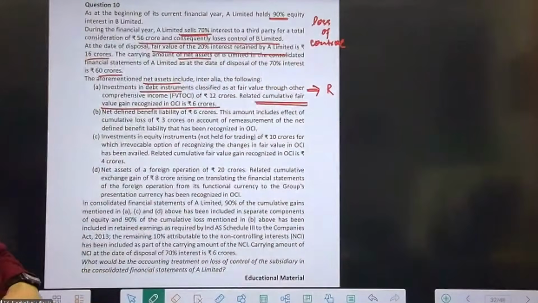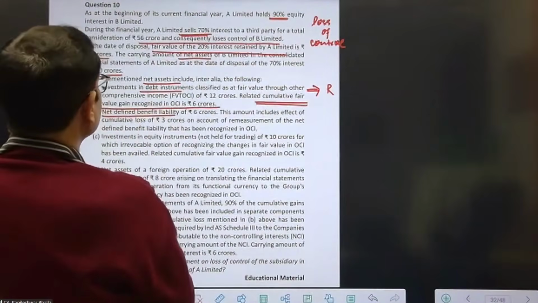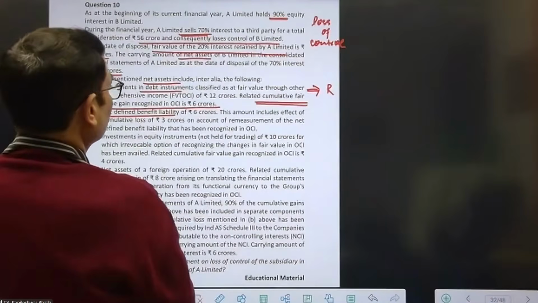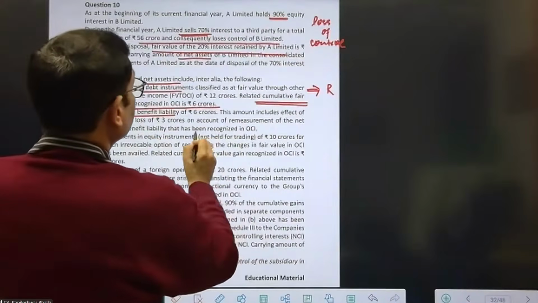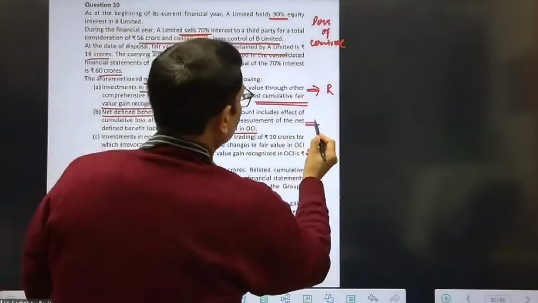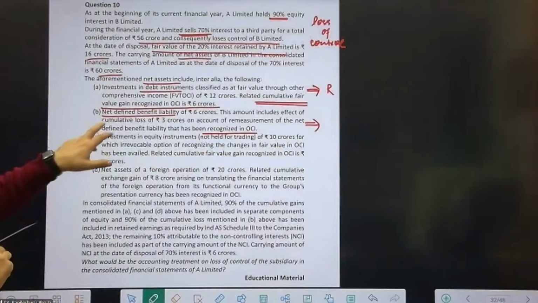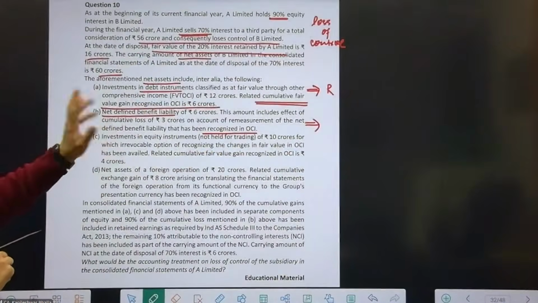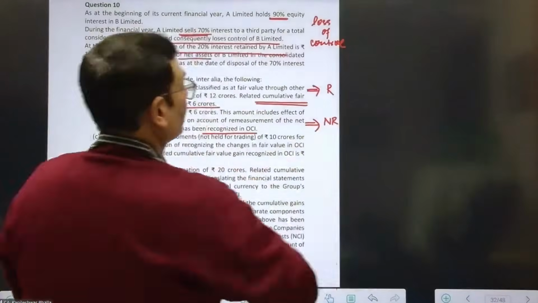It is R, correct? And then it says net defined benefit liability. This is including the effect of cumulative losses on account of remeasurement of net defined liability recognized in OCI. So is this a case of R or NR? It's Index 19. Remeasurement gain or loss. NR. That's right, it is NR.